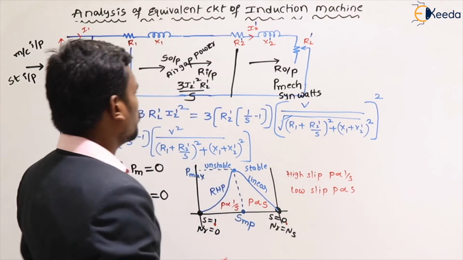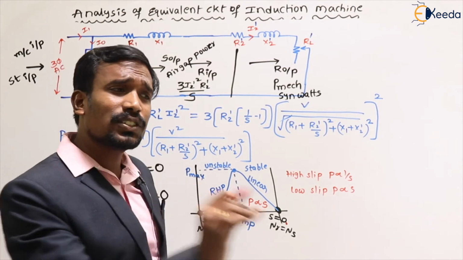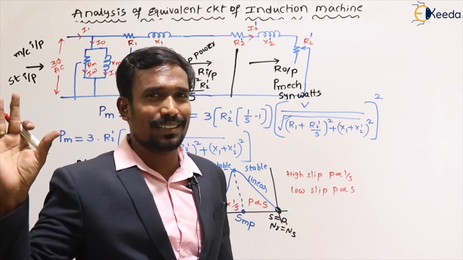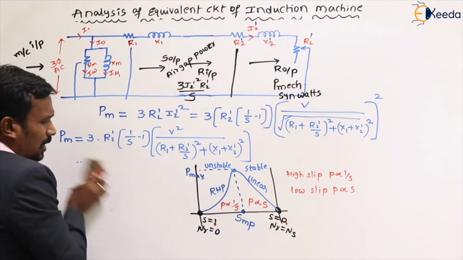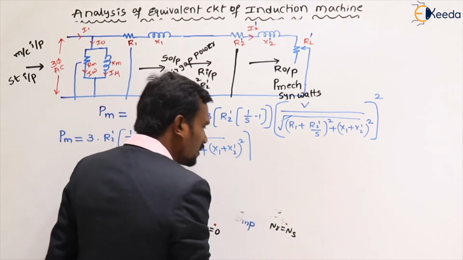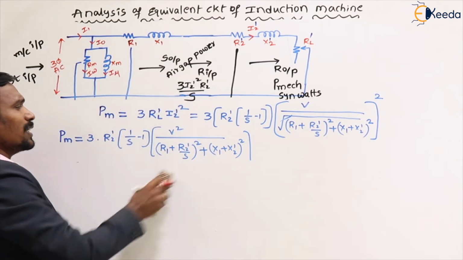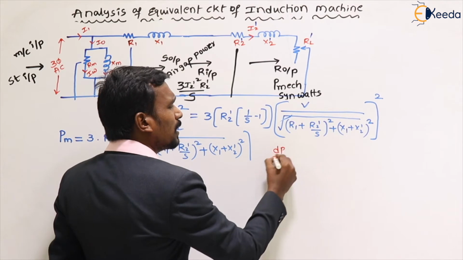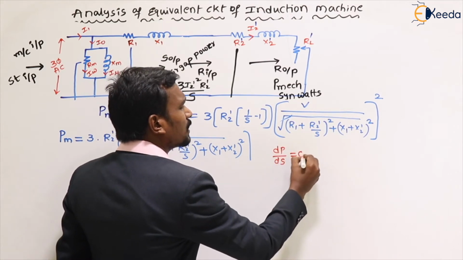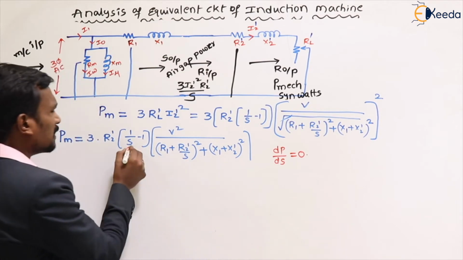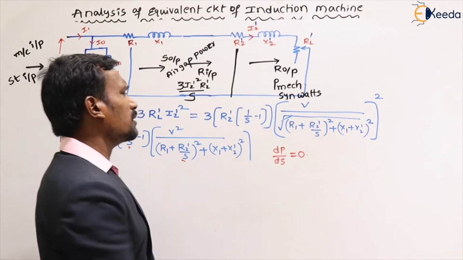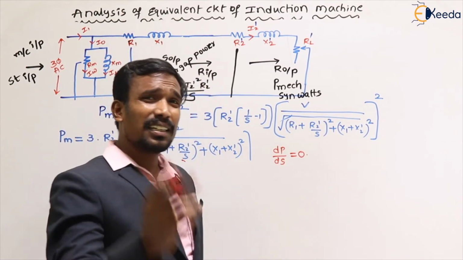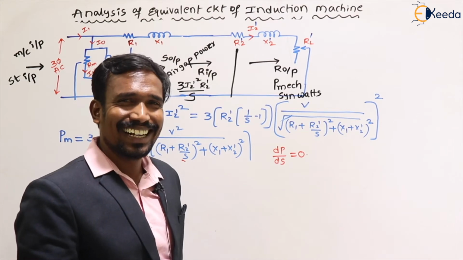Now I want the condition for maximum power. How can we get it? Generally, we have to differentiate the power equation with respect to the variable and equate it to 0. Slip is the variable here. If you differentiate and equate to 0, you will get the answer 100% correct, but it will take nearly 2 days. Yes or no, guys?